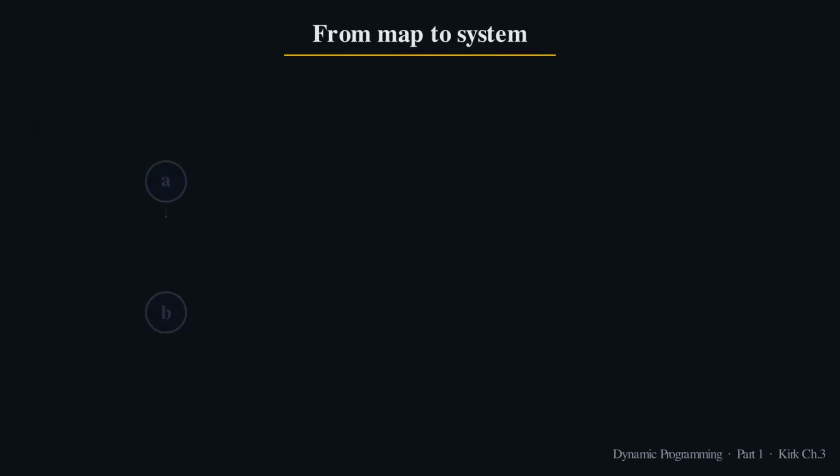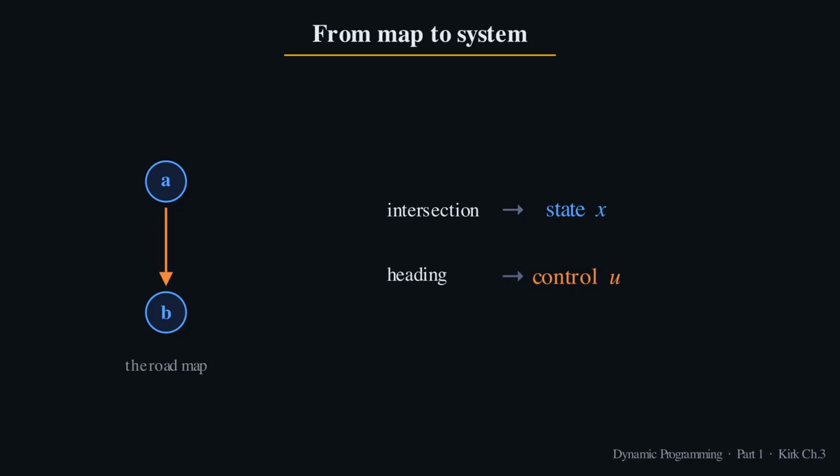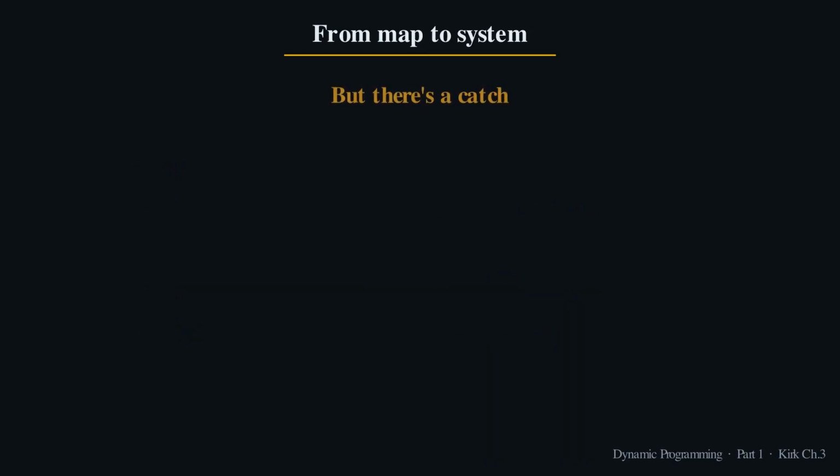The roadmap was never really about roads. Swap its pieces for a real system. Each intersection becomes a state. The condition the system is in we call X. Each heading becomes a control, a decision, we call U. Same skeleton, but there's a catch, and it's the whole reason this part feels tricky.